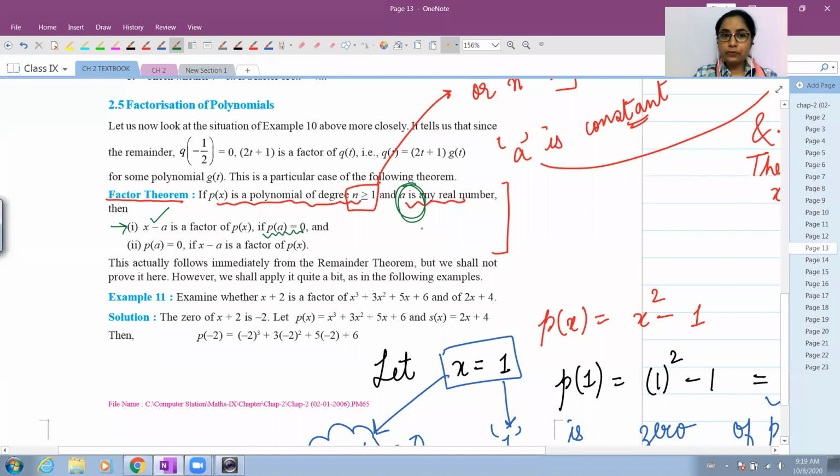inference of factor theorem. Then the second inference is, अगर मुझे बताया हुआ है कि x माइनस a फैक्टर है px का, तो उसमें से अगर मैं x की वैल्यू निकालूं और अपने पॉलिनोमियल में पुट करूं, the answer will be equals to 0.